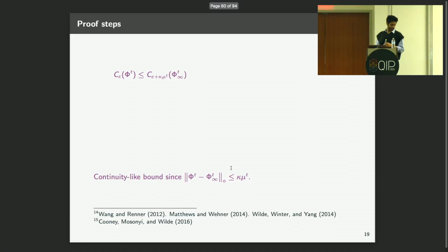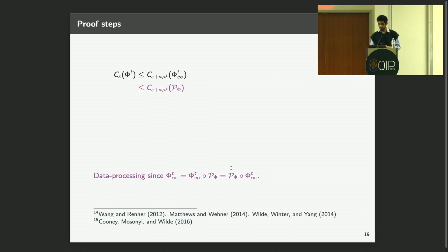Okay, brief proof steps. Essentially, you want to deal with these one-shot classical capacities. The first step is to use some sort of continuity bound on these one-shot capacities to shift the problem from the phi to its asymptotic part, because it's easier to handle. And then you use some data processing to further shift the problem from the asymptotic part of the channel to this projection channel, which is again nicer to work with.